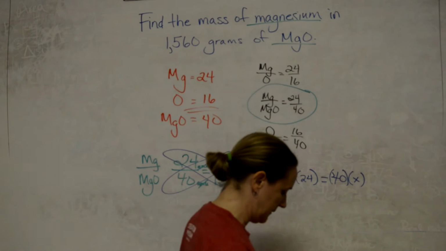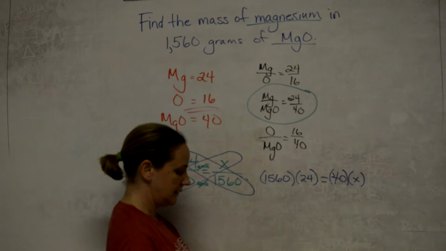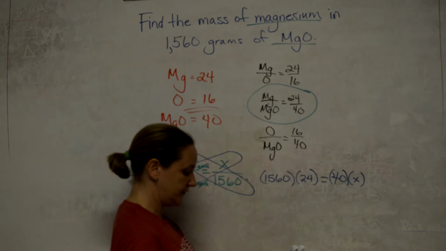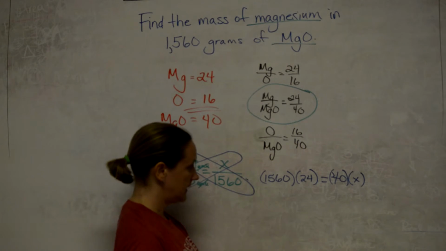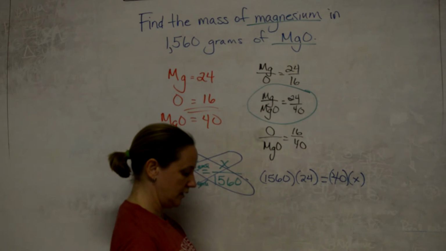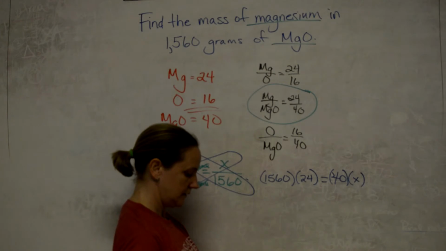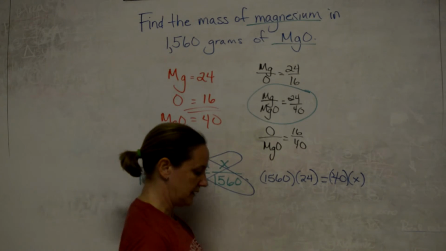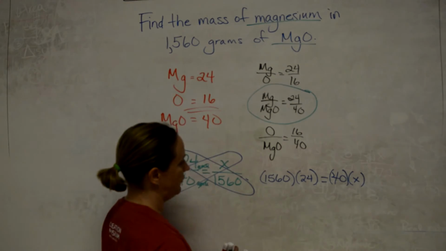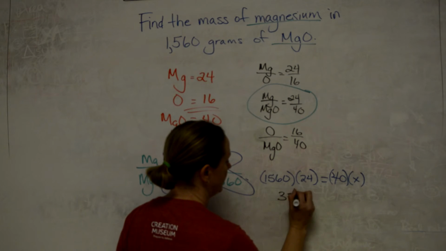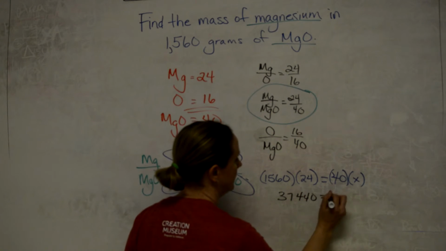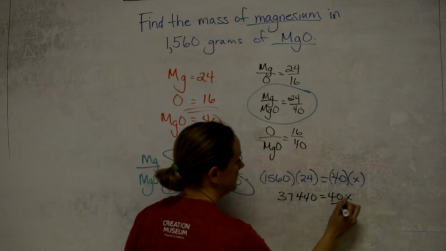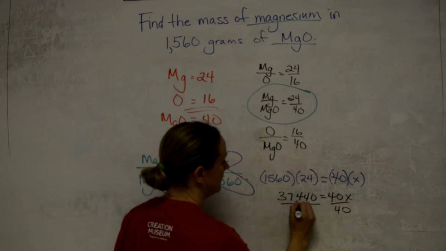All right, so I'm going to put it in my calculator, and I've got 1560 times 24. That gives me 37,440. Then I would divide by the 40.